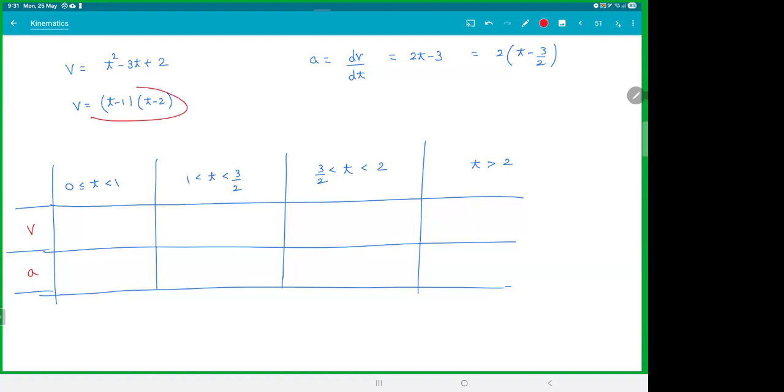You can clearly see here, if t is less than 1, t minus 1 is negative, t minus 2 is also negative. Negative, negative, positive. Between 1 and 3 by 2, t minus 1 is positive, but t minus 2 is negative. So this is negative. For t between 3 by 2 and 2, this is also negative. For t greater than 2, it is positive.